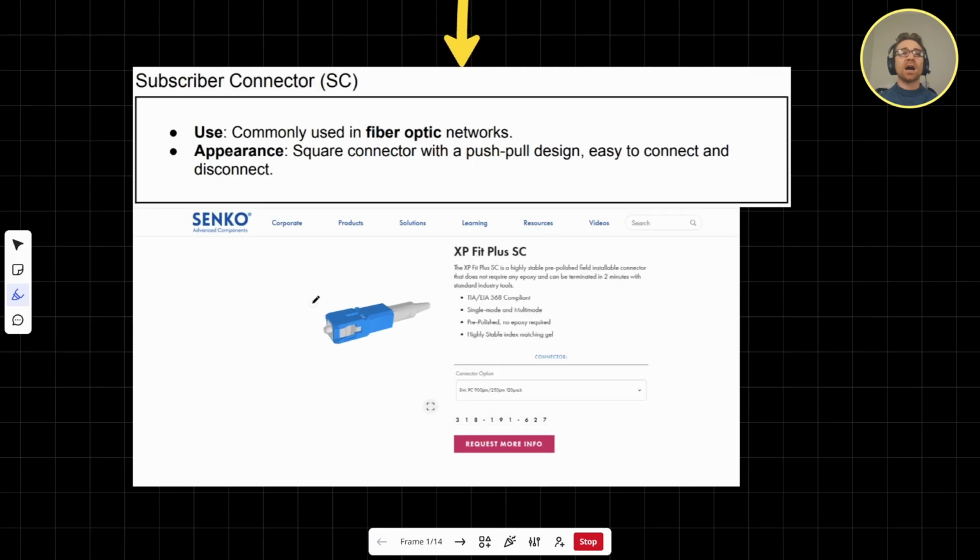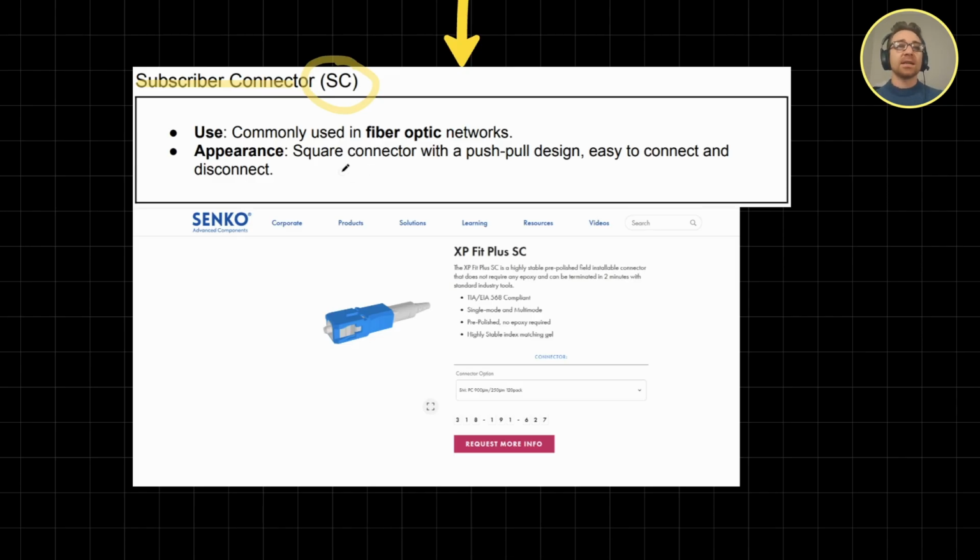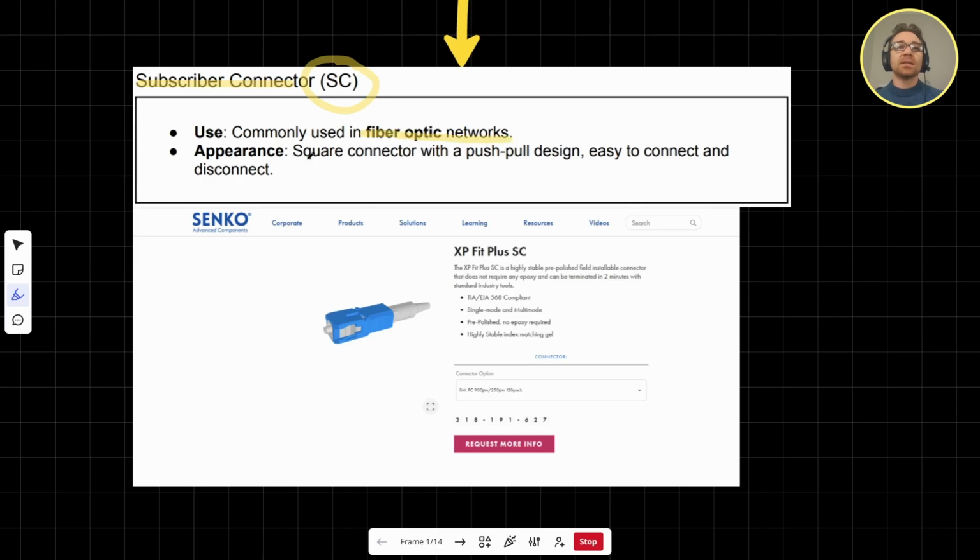The next one is another fiber optic connector called subscriber connector, or SC. They could use the full term or the abbreviation. You'll never know with these exams. So it's used in fiber optic networks, and its appearance is a square connector with a push-pull design, easy to connect and disconnect, all right?